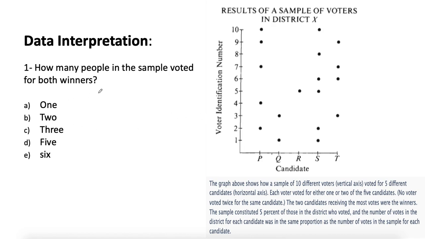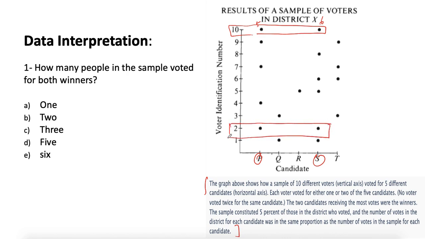The first one is how many people in the sample voted for both winners. When we see the note, it states that there are only 2 possible winners who get the most of the votes. The most votes were gotten by P having 5 votes and S having 6 votes. So there are 2 winners, P and S. The question asks how many people in the sample voted for both. So this one and this one. So 2 and 10 both voted for both winners, which are P and S. That's why the answer is option B.